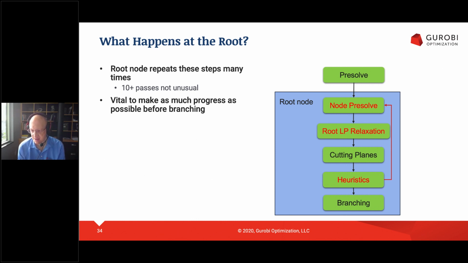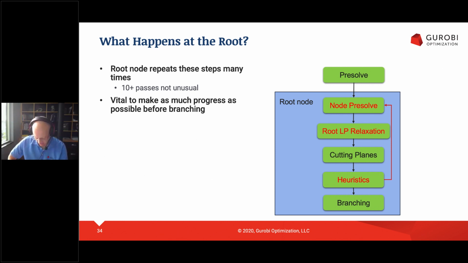Then heuristics and node pre-solve: I highlighted those because those are now inside the loop. So the root node is potentially going to do multiple passes of heuristics and multiple passes of node pre-solve. How many passes depends on the problem, but 10 passes is not unusual, and 20 passes is actually fairly common. So a key point here is that there's a lot of work going on at the root that isn't necessarily happening at each branch and bound node.